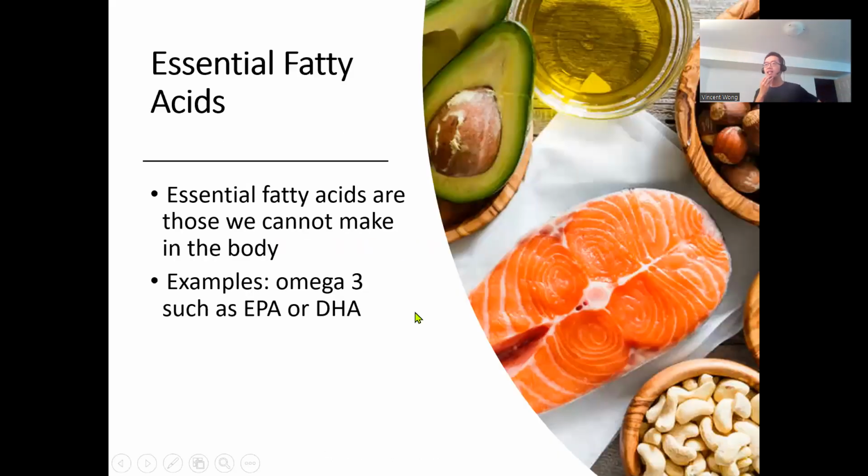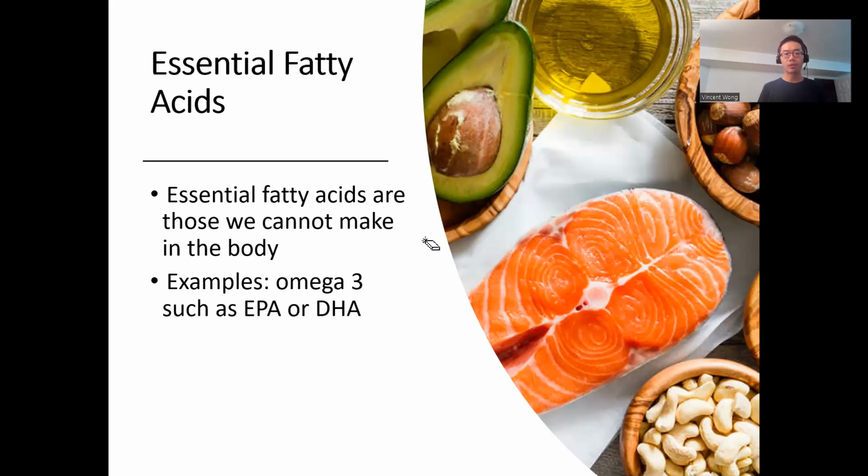When it comes to fat consumption, there are certain kinds of fat that we need in the body, but we are not able to make them. These are called essential fatty acids. Essential means you cannot make it in the body. You must eat it. These are required for normal body function. An example of that would be omega-3. You have probably also heard of omega-6 and omega-9. So these are some examples of essential fatty acids.